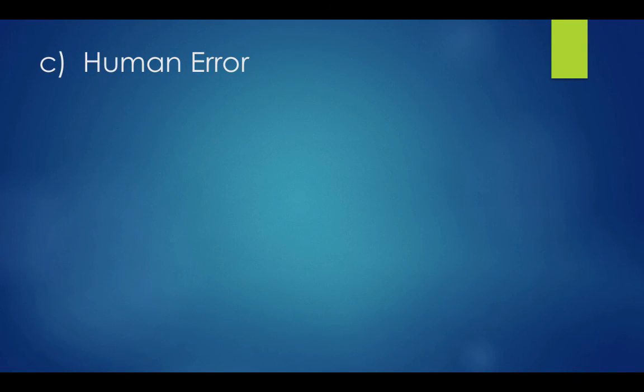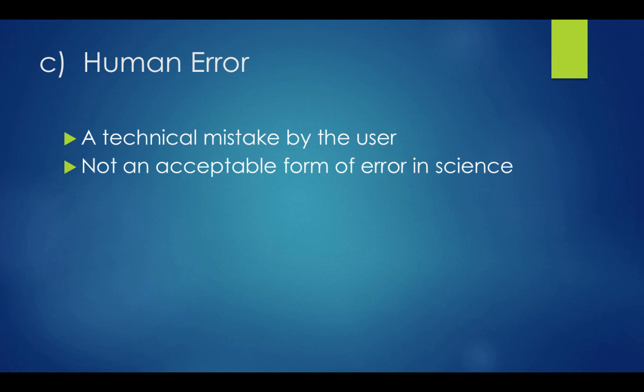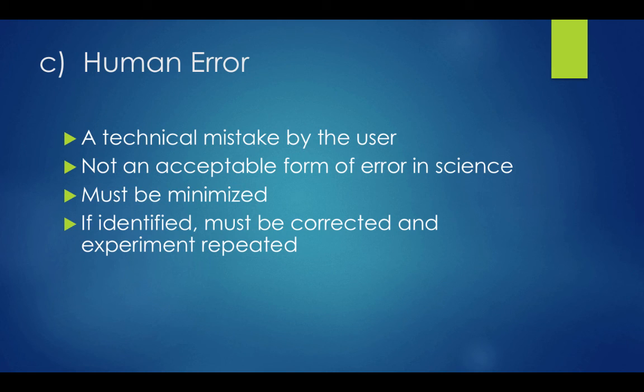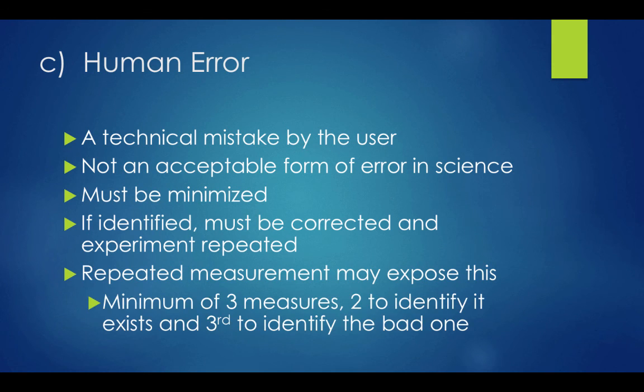Finally, there's human error. This is a technical mistake made by the user. This is not an acceptable form of error in science and must be minimized by controlling variables, calibrating equipment, and using devices properly. If a scientist identifies human error in their practice, they must correct the error and repeat the experiment. Repeated measurements may or may not expose this, but a minimum of 3 measurements are necessary to identify it, 2 to identify the error, and a third to determine which is the bad measurement.